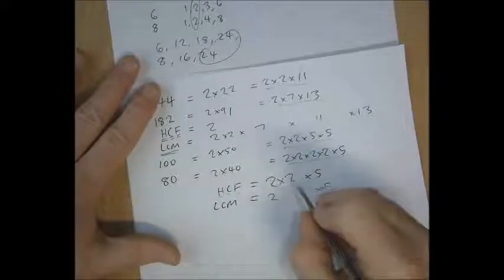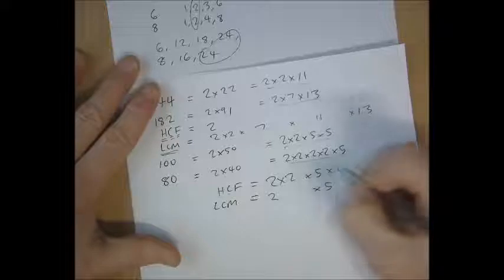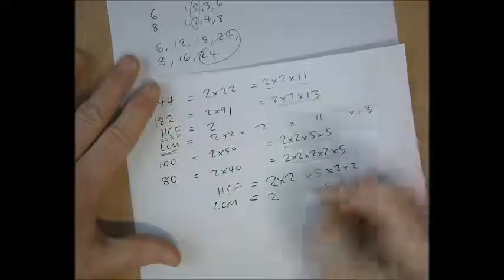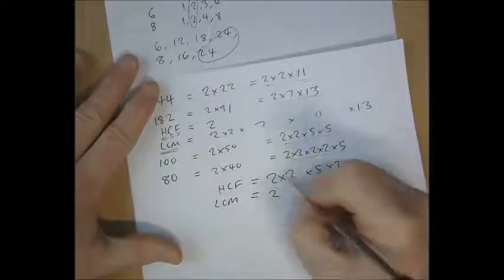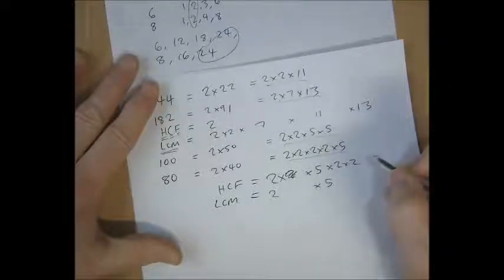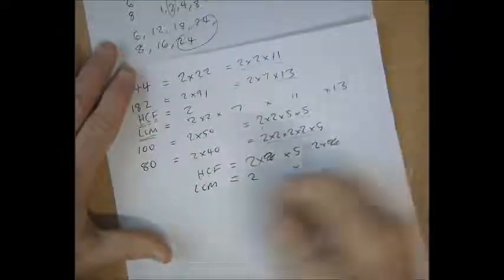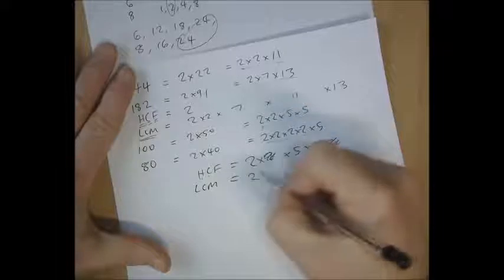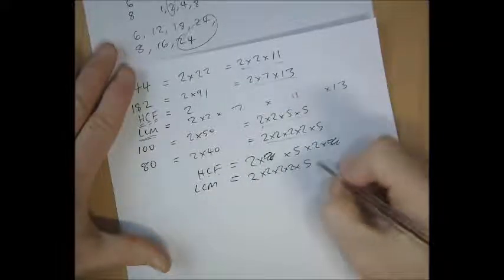I see a 2 twice here, 4 times here, use it 4 times. I see a 5 twice here. Oh, whoops, sorry, I already did the highest common factor. Lowest common multiple, I see a 2 twice there, 4 times there, use it 4 times. I see a 5 twice there, once there, use it twice.